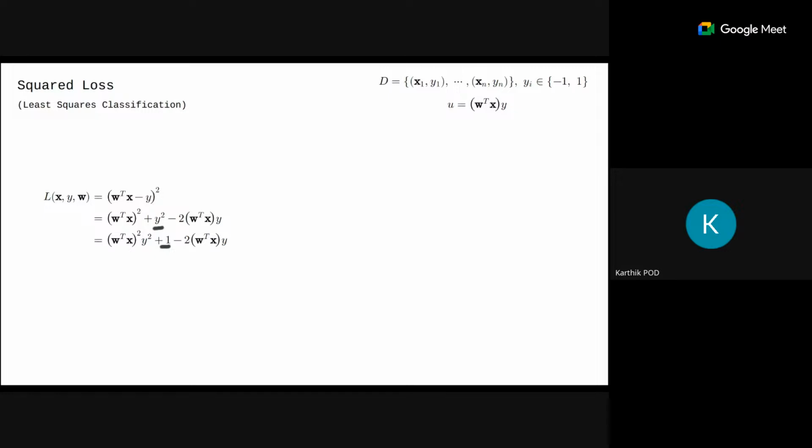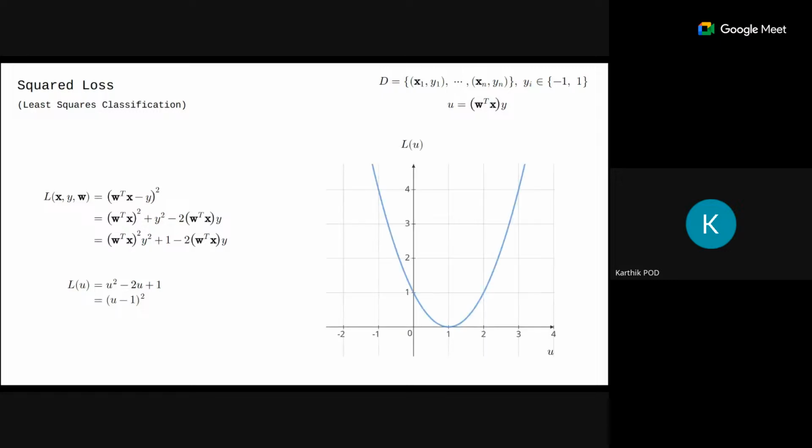If you do that, you notice that this is w transpose xy. So this is u squared, and this is minus 2 times u, where w transpose xy is u. So this is minus 2 times u, and you have 1 here. So this becomes (u minus 1) whole squared. If you now plot this as a function of u, it's a quadratic curve, centered at 1, where it is 0, and this is the form it takes.